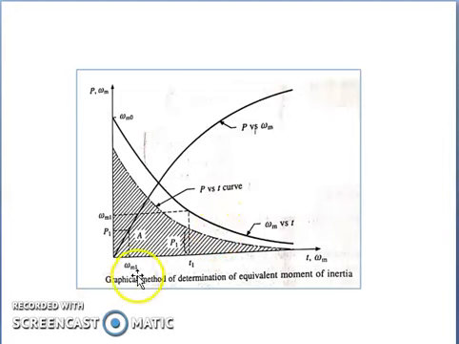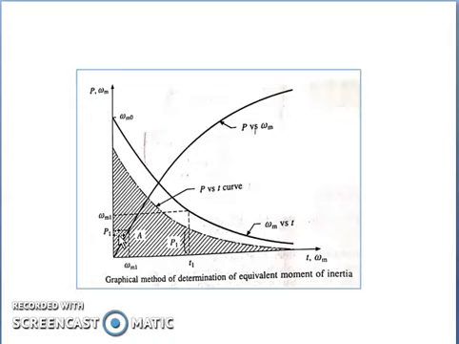Say at a time t1, omega m1 is found from the retardation test. Then for this speed, what are the rotational losses? These are obtained using the plot. You can see here at t1 it is omega m1, and at omega m1, P1 is written here.